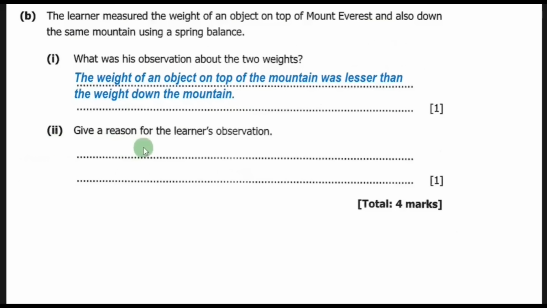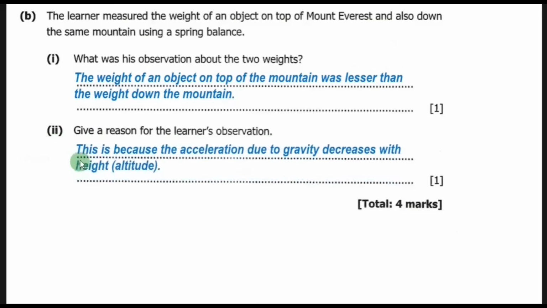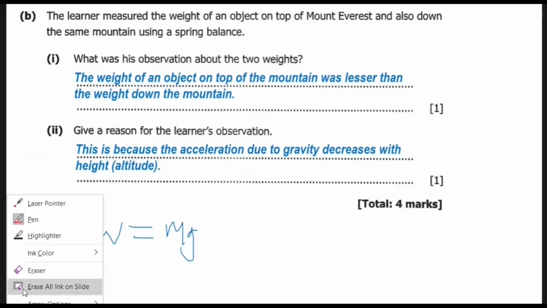To give a reason for the learner's observation, we are saying this is because acceleration due to gravity decreases with height or altitude. So the higher you go, the lower the acceleration due to gravity is. And remember we said weight according to the formula is equal to mass times what? Acceleration due to gravity. So when you go on top of the mountain, acceleration due to gravity will be lesser, so that value multiplied by mass will give you less weight. So that's the very reason for this.